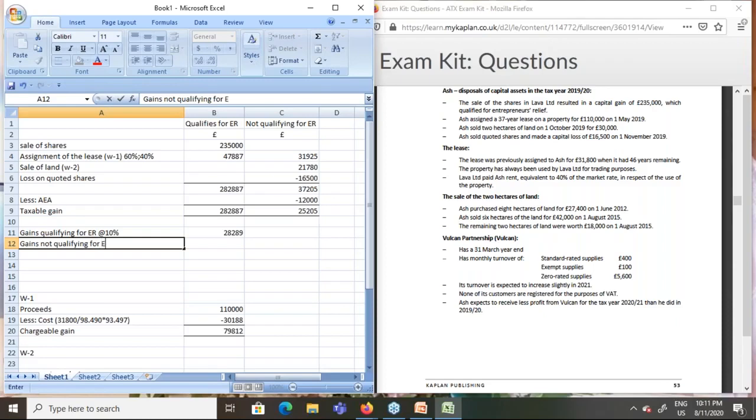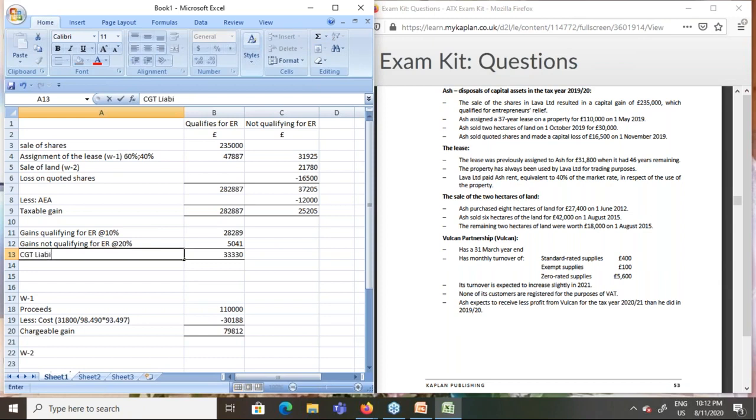And then gains not qualifying for ER. So obviously 25,205 should be taxed at the rate of 20% now. So 25,205 into 20%, that is 5,041. So the total CGT liability is 33,330. So this is how you answer the question.